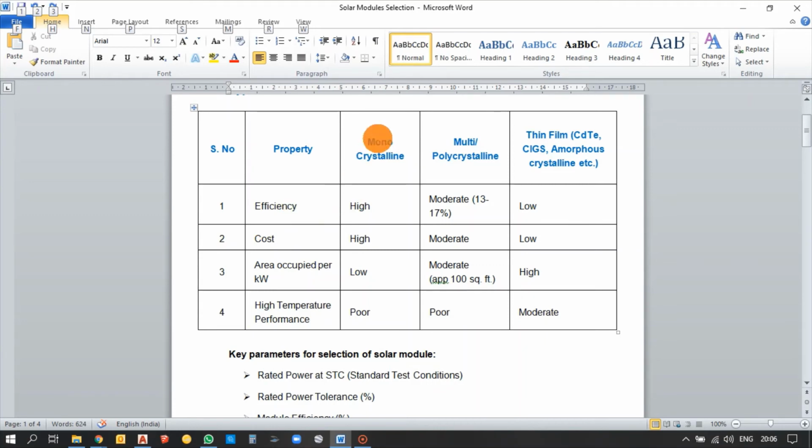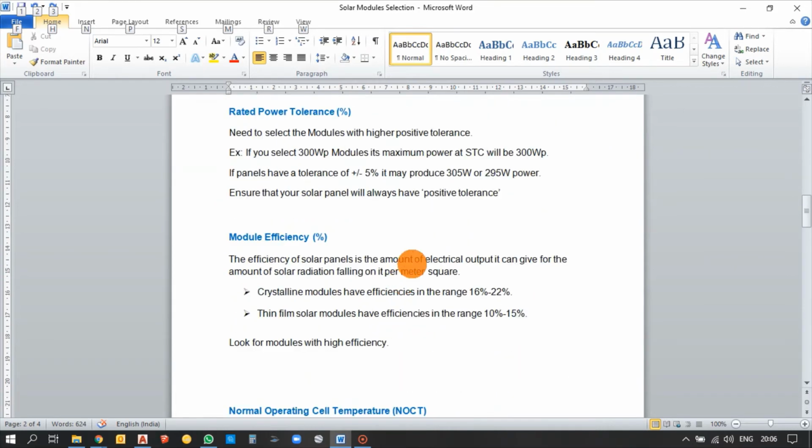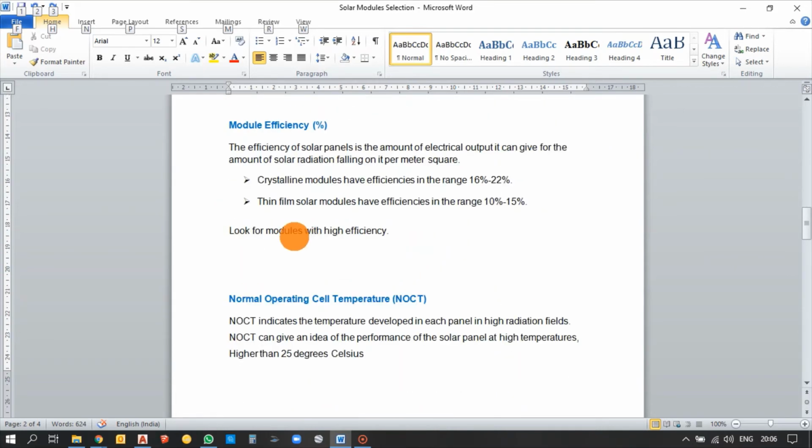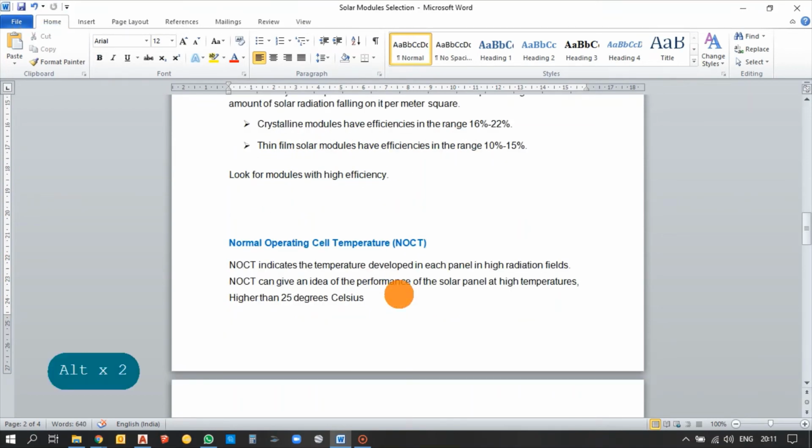So efficiency will be higher for monocrystalline modules. Multicrystalline will be 13 to 17, and thin film will be very low. So that is the thing we have elaborated here, and look for modules with a higher efficiency. And next comes the NOCT.